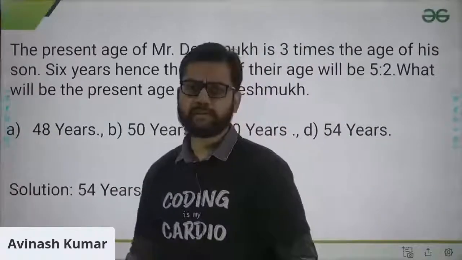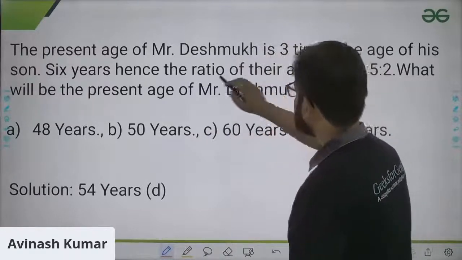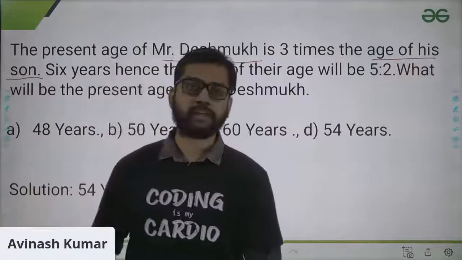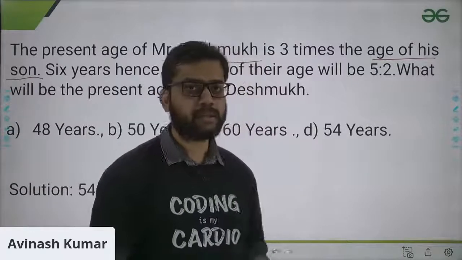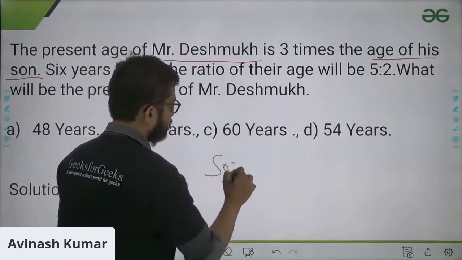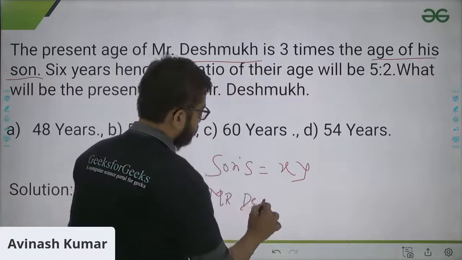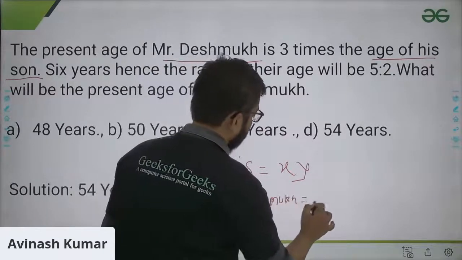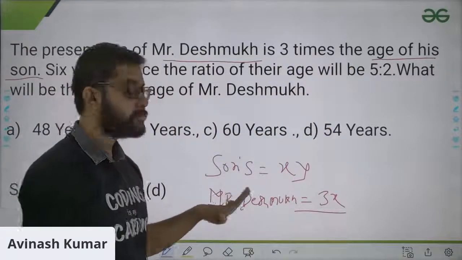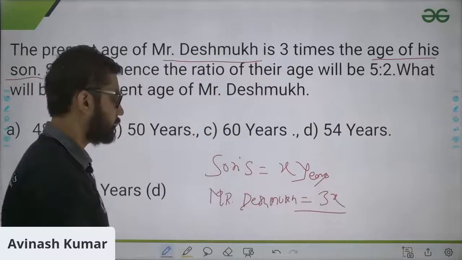Whenever you see the age questions, all you have to do is assume the present age. Here it's saying that Mr. Deshmukh's age is 3 times the age of his son. Now I'm going to assume the age of his son, then I can relate Mr. Deshmukh's age with the help of this line, and then we will go forward. So let's assume the son's age is x years. So Mr. Deshmukh's age will be 3x, as Deshmukh is 3 times the age of his son. It means if the son's age is x years, then Mr. Deshmukh's age will be 3x.